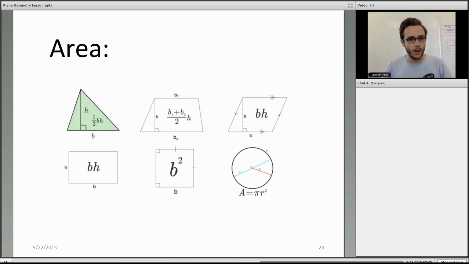Area. I want to go over a couple area formulas here. We're going to start with this one right here, the area of a rectangle. You know that one, right? Base times height. You're multiplying the width of the rectangle by the length of the rectangle, the base of the rectangle by the height of the rectangle. You're multiplying the two sides together, base times height.